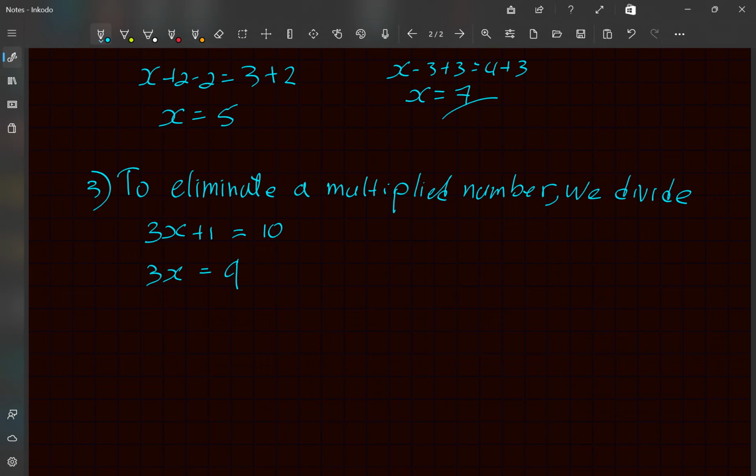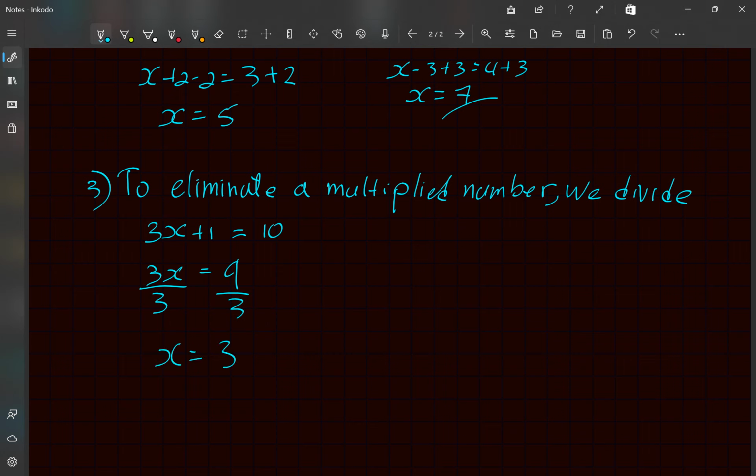Right, now I need to get rid of this 3 in 3x. This means 3 multiplied by x when expanded. And the rule is to eliminate a multiplied number, we need to divide. So I would divide by 3, so I would get just x. And if I do it to the left, that's allowed as long as I do the same thing to the right. And we see that x would be 3.